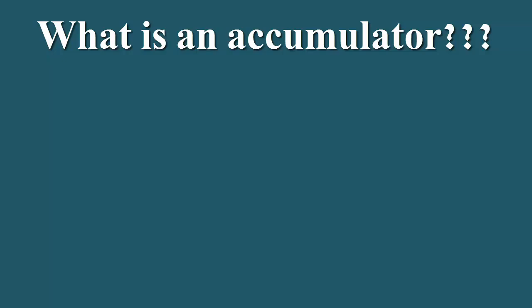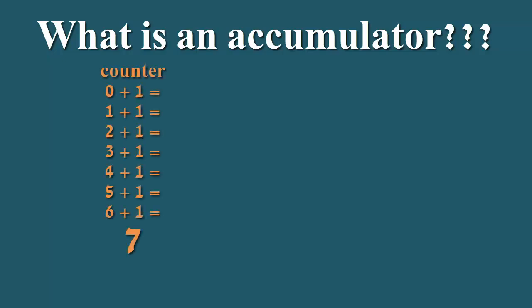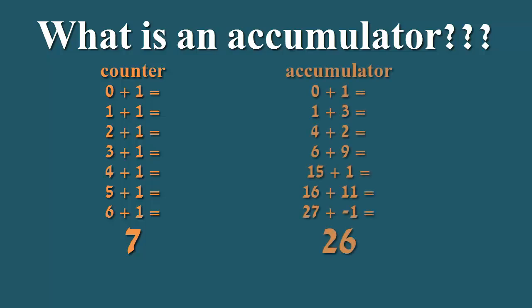The easiest way to understand what an accumulator is is to compare it to a counter. A counter holds a value that continually changes in the same way, for example, by repeatedly adding 1 to it. An accumulator holds a value that continually changes in a different way, for example, by adding a series of values to it one at a time. That series of values might be stored in an array.